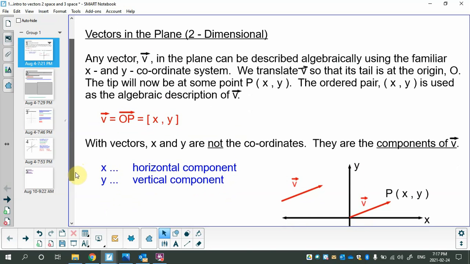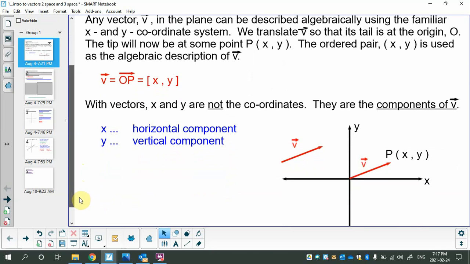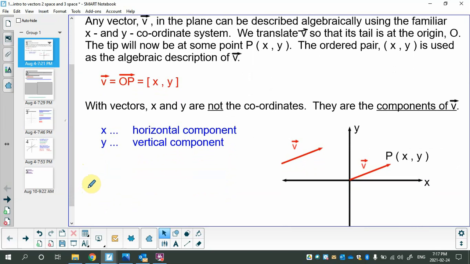So with vectors, they're not called coordinates anymore, they're called components. X is the horizontal component, so at least x stays horizontal, and y stays vertical. So this vector v, which goes from the origin to some random point P (x, y), is also called OP, and I can translate that. I can move it anywhere on the grid and still call it vector v. As long as it maintains its direction and maintains its length, it's still called vector v.